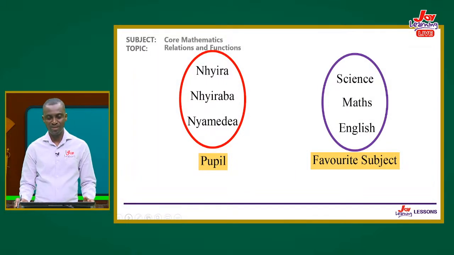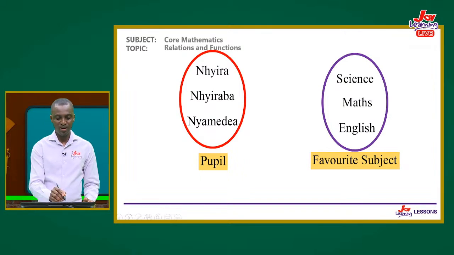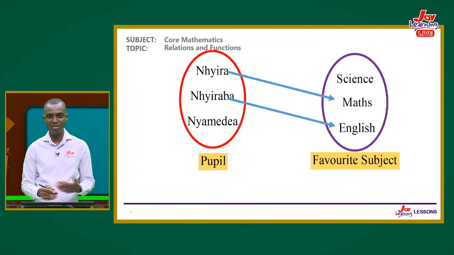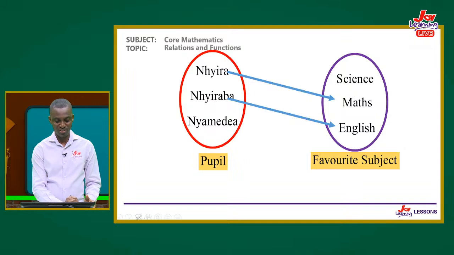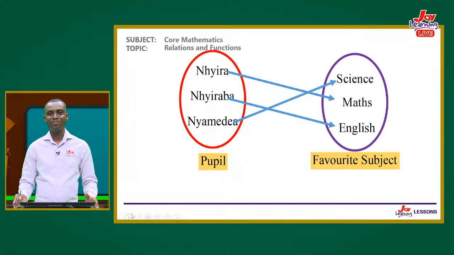So let's understand some few concepts about relations as far as this topic is concerned. Here we have two sets: pupils and favorite subject. We are talking about relations, saying Inshira relates to maybe math, meaning that maybe Inshira likes mathematics so much, that's the favorite subject. Inshiraba also relates to English, meaning Inshiraba likes English so much. And Nyamidie relates to science, meaning she loves science so much. So that is the relation.